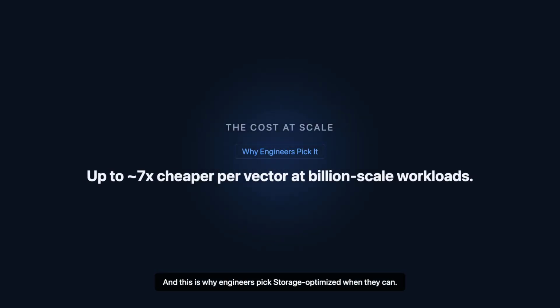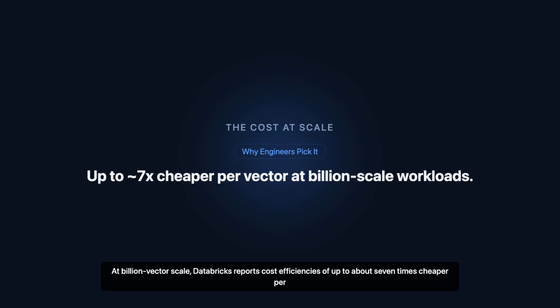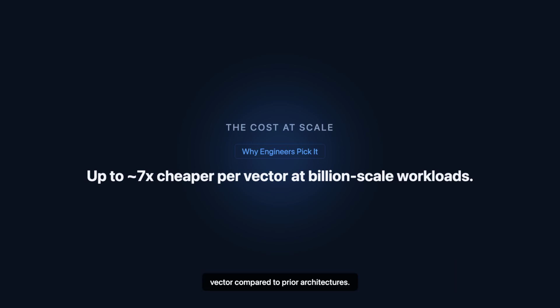And this is why engineers pick storage optimized when they can. At billion vector scale, Databricks reports cost efficiencies of up to about 7 times cheaper per vector compared to prior architectures. That kind of multiplier, applied month after month to the same retrieval workload, is what pays for the latency trade-off at scale.